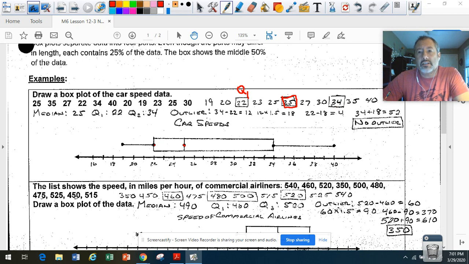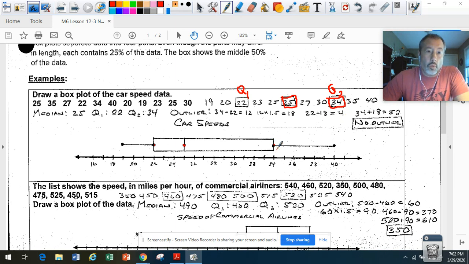Now we'll come over to this side over here. We will see I've got 27, 30, 34, 35, and 40. 2 here, 2 here. That makes my Q3. Q3 here is going to be at 34. We're going to put our dot here.